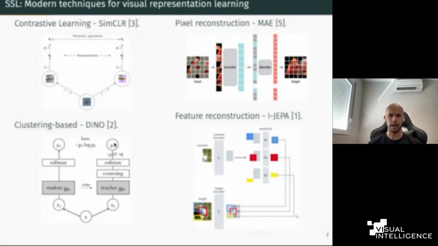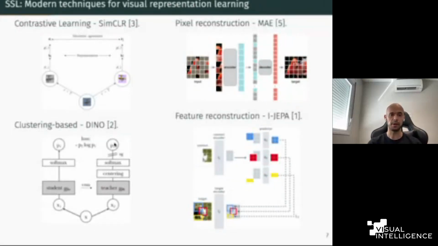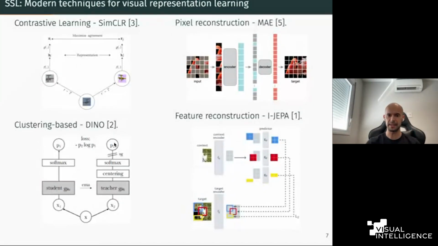So we have, and here I try to put methods that work in different ways. For example, the one at the top left corner is contrastive learning. For this one, you need to have some kind of two positives and at least one negative. And the idea is that the positives should be close together in the embedded space and at the same time far away from the negatives.